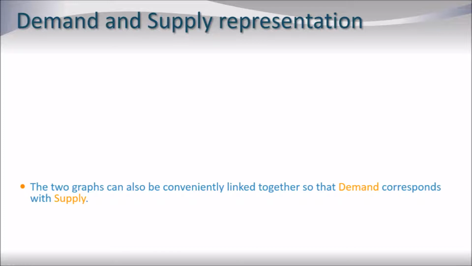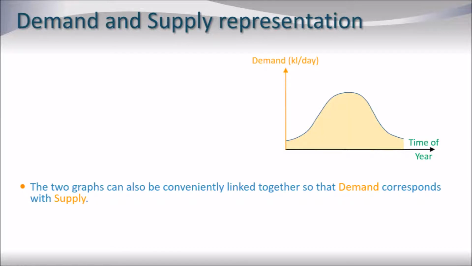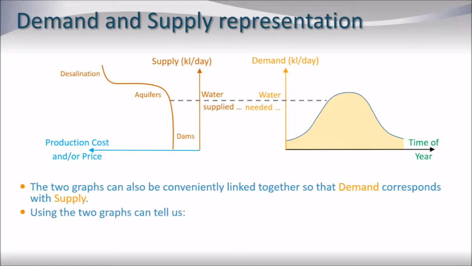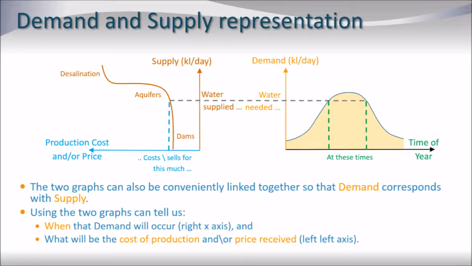So once again, looking at our conveniently linked demand and supply curves, this can be represented. Now, with respect to water, normally this is stored in dams, but it is possible to find alternative, generally more expensive sources of water from aquifers and desalination. The result is that the supply curve is normally quite inflexible. Using the two graphs, we can tell when that demand will occur, that's on the right axis, and what will be the cost of production and/or price received from the left axis.